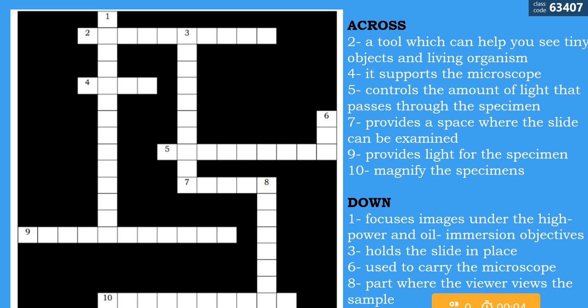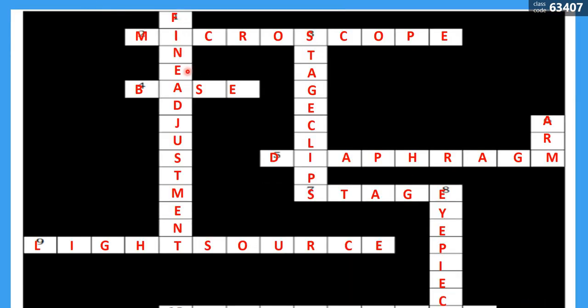Lights for the specimen, and 10, magnify the specimens. For down, number 1 focuses images under the high power and oil immersion objectives. Number 3 holds the slide in place. Number 6, this part is used to carry the microscope. And number 8, the part where the viewer views the sample. Okay, let's reveal the answer. In here it is fine adjustment, microscope, stage clips, base, light source, arm, diaphragm, stage, and eyepiece.